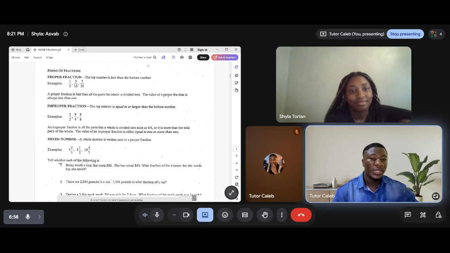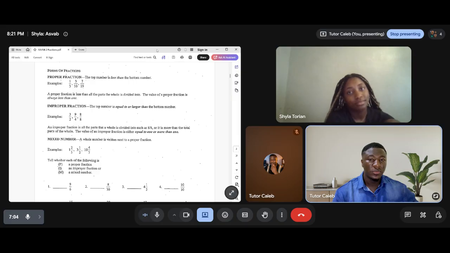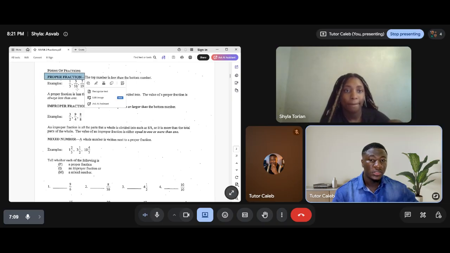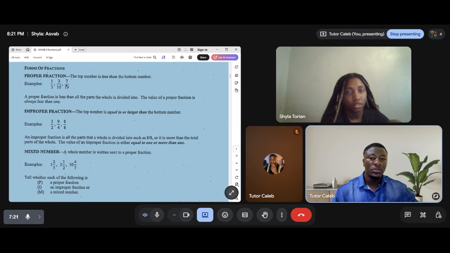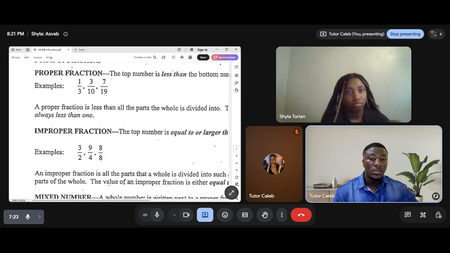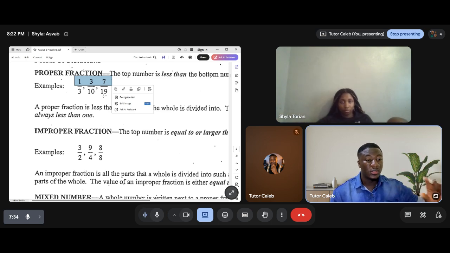Now from here, we're going to be looking at the 3 types of fractions. You can see that when we're solving the mock test that I sent to you, we use this. But I'm also coming over it just to make sure that everything is clear. The 3 types are proper fractions, improper fractions, and mixed fractions. For proper fractions, the numerator is smaller than the denominator. You can see here 1/3, 3/10, 7/9, 19. All these fractions have a smaller top numerator and a bigger denominator.